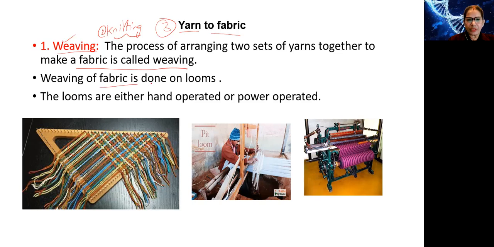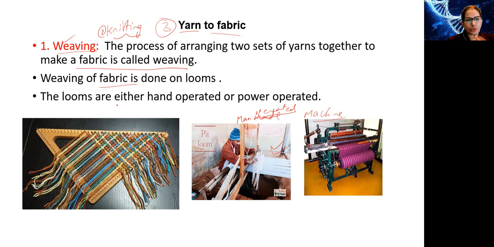Weaving of fabric is done on looms. This is a man-operated loom, not man-made, it is operated by man. Here the loom is being operated physically by man, whereas this is a machine used to make the fabric. So this is the weaving process.